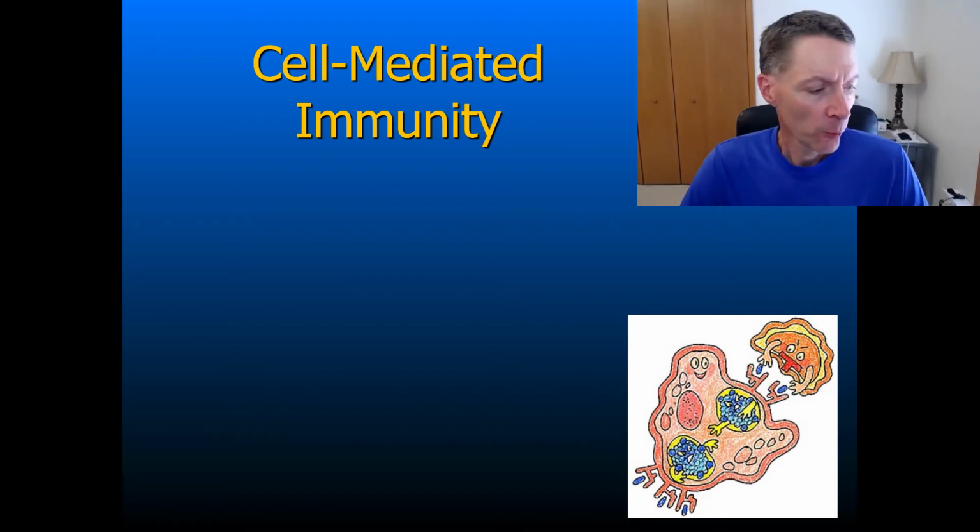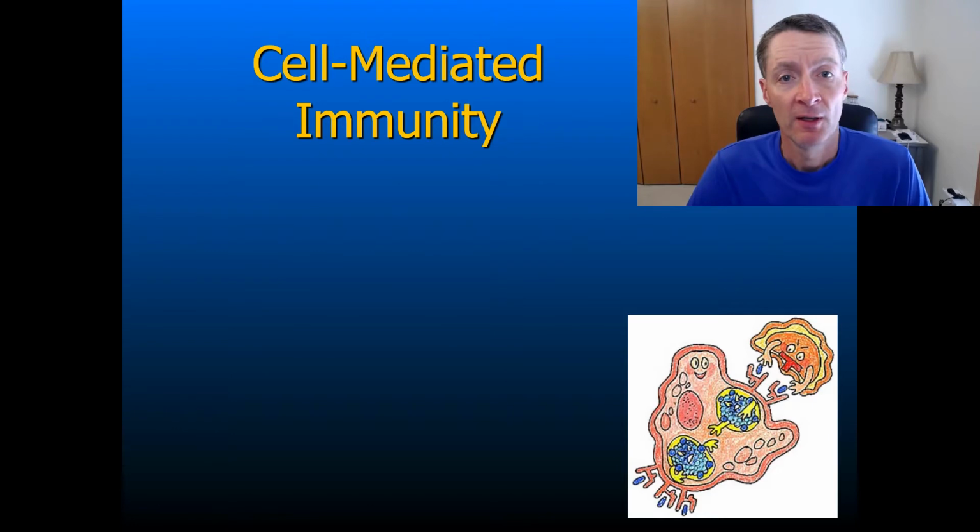Okay, folks, we're going to move on to that other part of the adaptive side of our immunity, and that is the cell-mediated immunity. Here we're not talking so much about antibodies. Here we're talking about those other lymphocytes. All right, B cells made the antibodies. They were part of humoral immunity, still specific, but humoral. And now we're talking about the T cells.